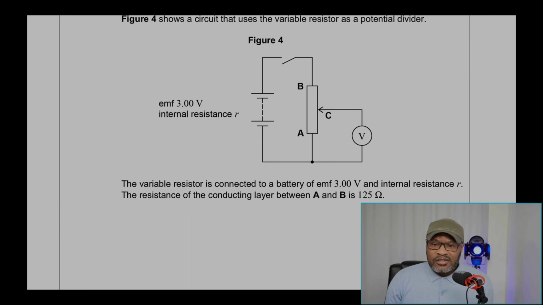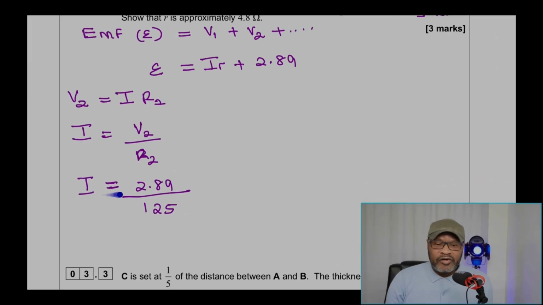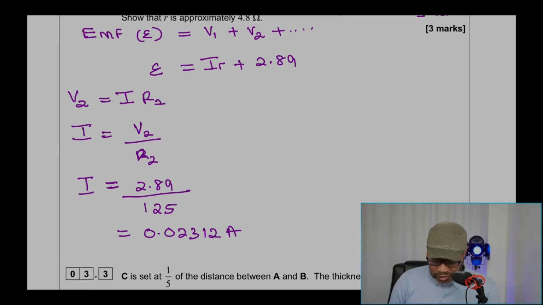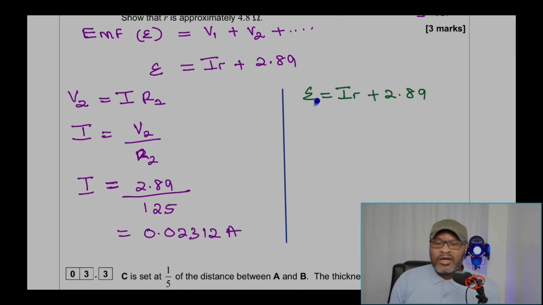So what we're saying is the voltage, this is now the V2, because that V2 is here, so it's covering the whole thing. We're finding that current, and because the total resistance is 125, the current will be 0.02312 amps.